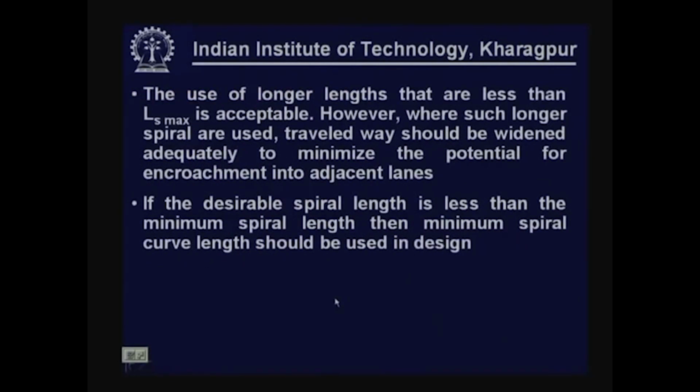Now, if we use longer lengths which are less than the maximum length of spiral, then it is fine, it is acceptable. However, where such spirals are used, the travelled way should be widened adequately to minimize the potential for encroachment into adjacent lanes. So, longer lengths are fine, but adequate widening should be done. If the desirable spiral length is less than the minimum spiral length, then the minimum spiral length should be used in design. So, whatever we are calling the desirable length is to be checked against the minimum required length, and the minimum required length must be satisfied.